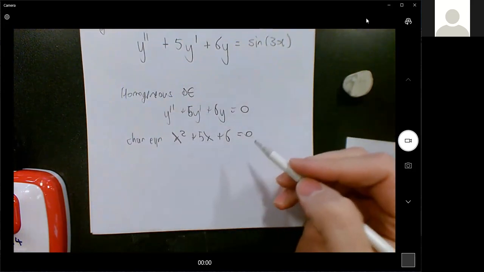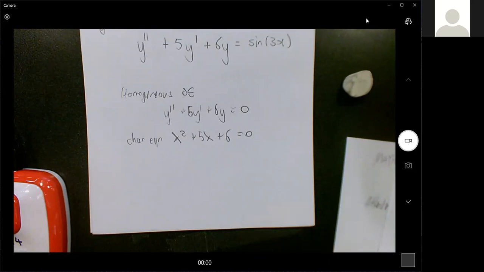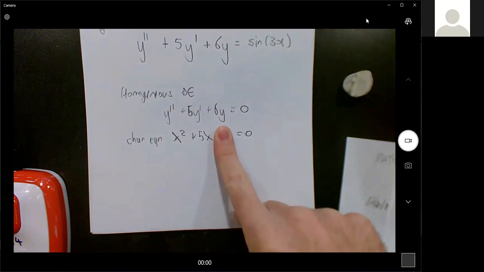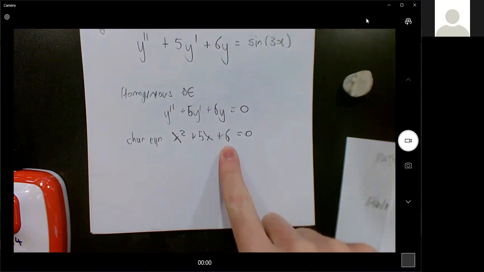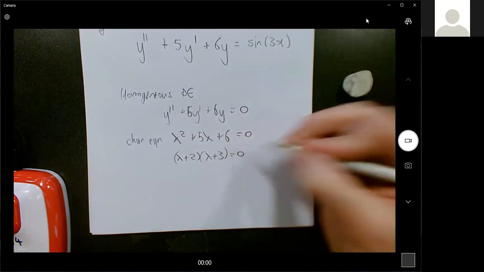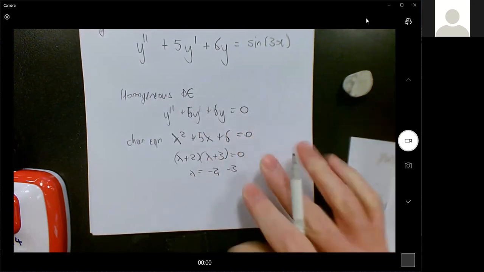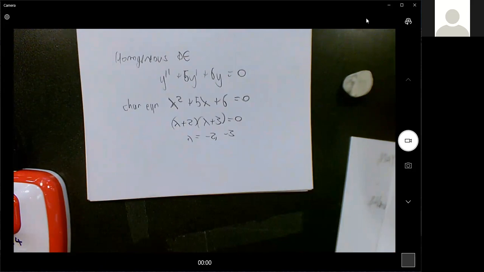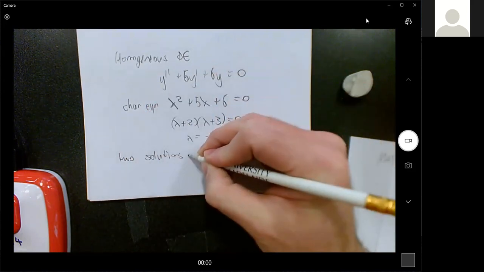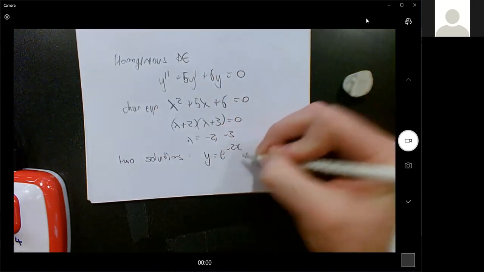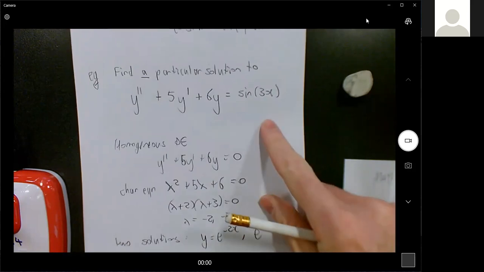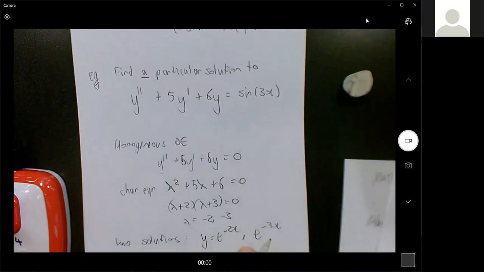So I have to solve this equation, which means I either use the quadratic formula, or if I'm really, really lucky, I can think of two things that add to give 5 and multiply to give 6. 1 and 4, 2 and 3, yeah, that'll work. Okay, so lambda is -2 and -3. And so with two different solutions, we would say two solutions are y is e to the minus 2x and e to the minus 3x. And neither of those are this, so I'm good. Yay!